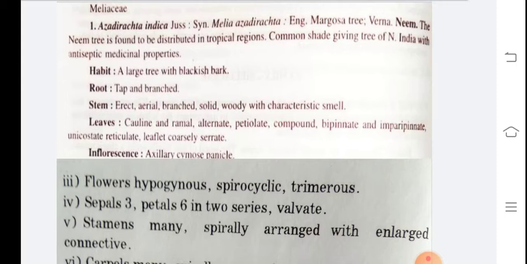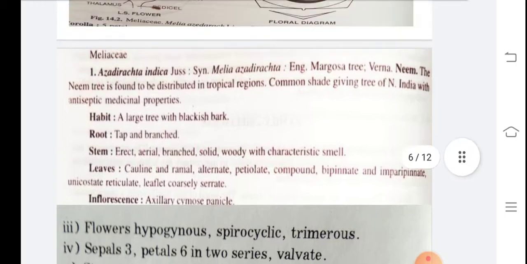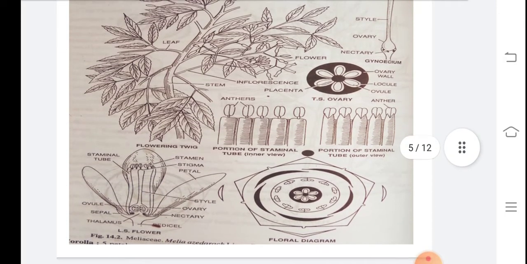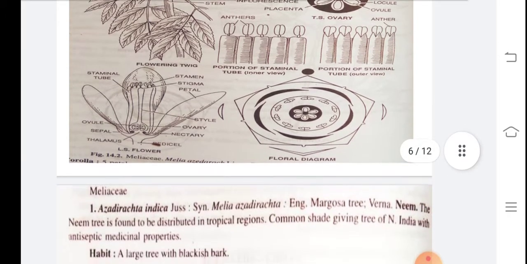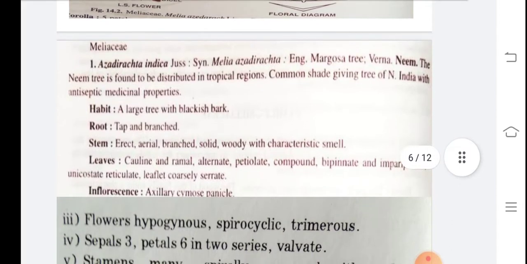Leaves are cauline and ramal, that is, on the main stem and the branches, alternate, petiolate and compound type. Compound, that is, here we have observed, you see the leaves generally show this condition, not a single leaf, but it is a compound leaf.